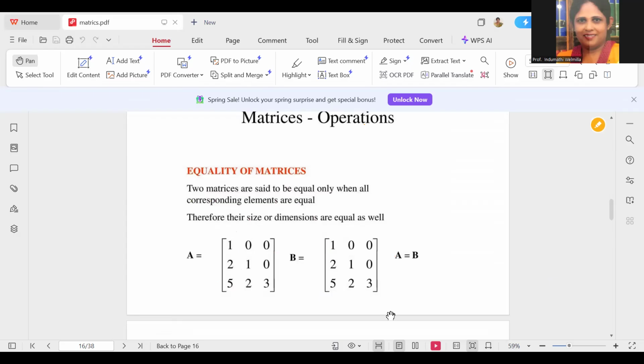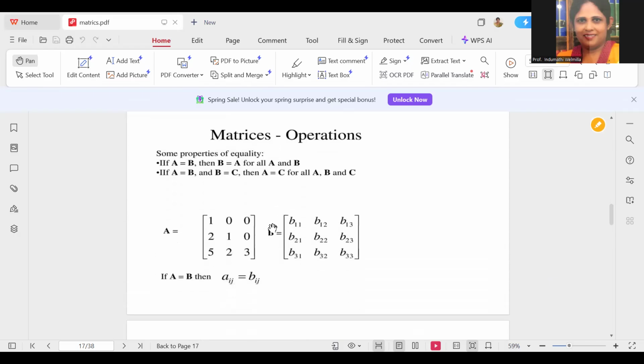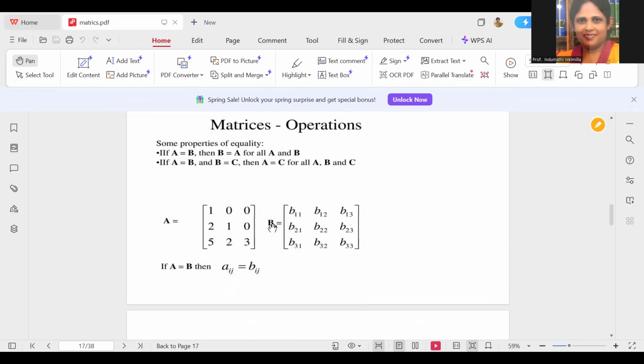Then we can move to the next one. Yeah, matrix operations. This is a very important part that comes under the matrix, right? So these are some properties of equality. That means if matrix A and B are equal, then we can say B equals A for all A and B. That means A equals B, B equals A, right?